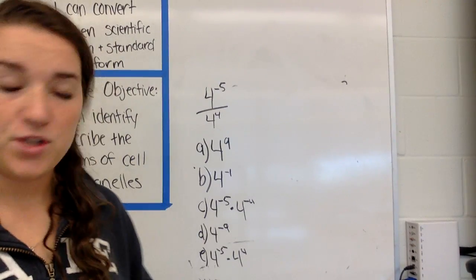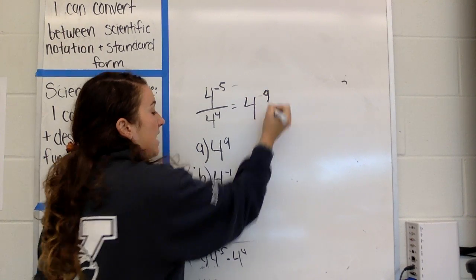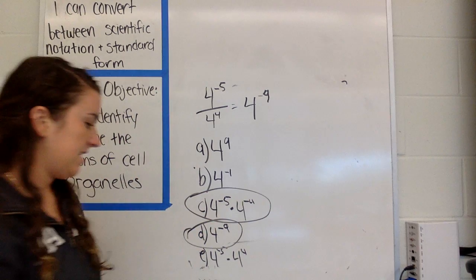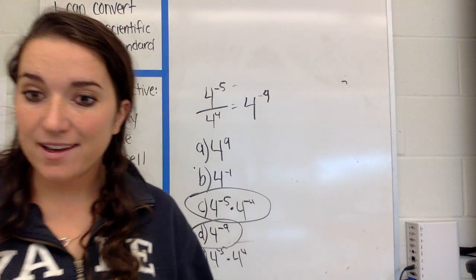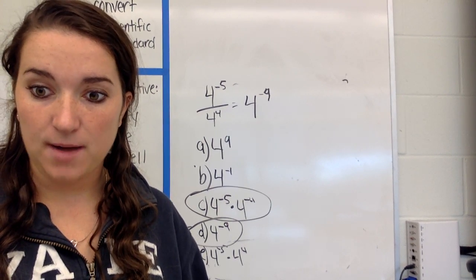For this one, we are doing division, so we'll subtract and get 4 to the negative 9th, which is the same as both C and D. So give yourself a check if you got C and D correct. Go ahead, try the next problem.